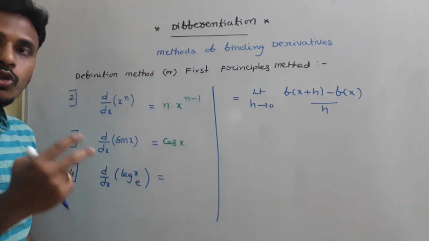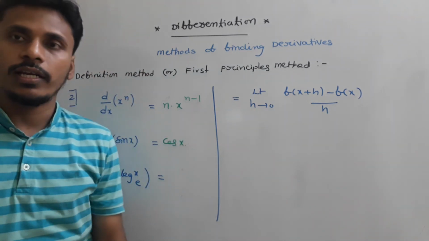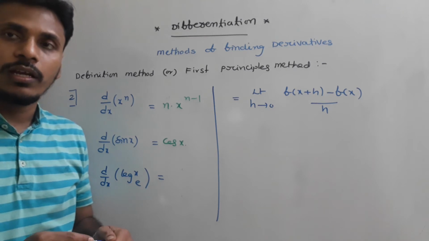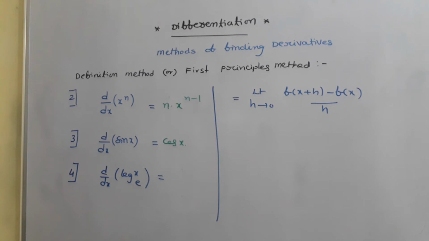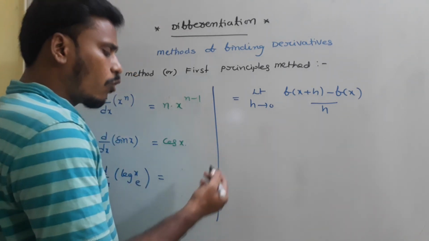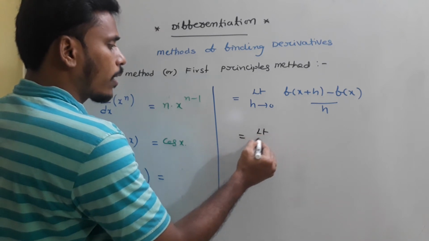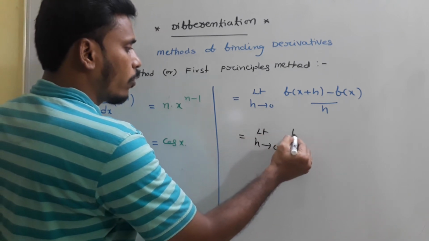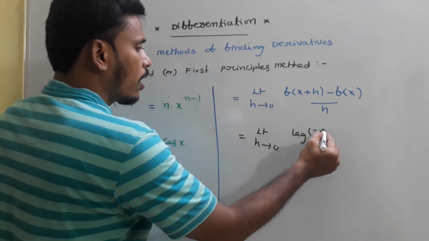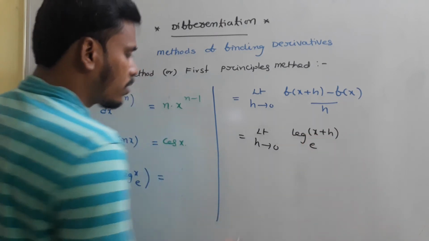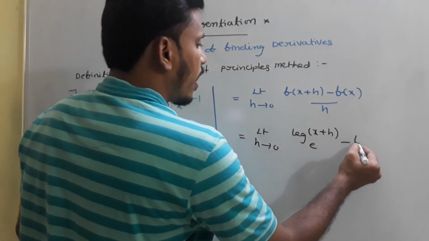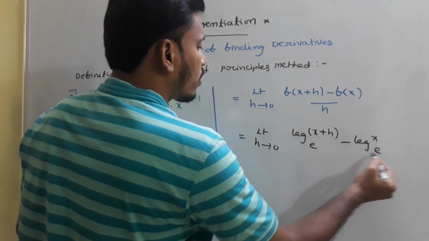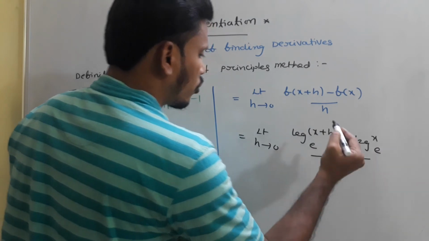I mentioned two formulas at the start, two different formulae to find the derivative of a standard function, and now I am going with this: limit h tends to 0, f of x plus h minus f of x by h. How to solve this? This equals limit h tends to 0, f of x plus h is logarithm of x plus h to the base e, because the function is log x to the base e, minus f of x, which is log x to the base e, divided by h.